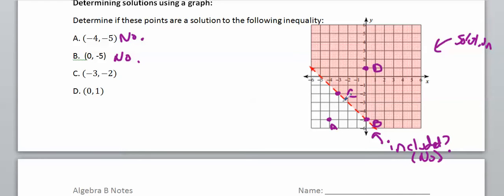And C, same reasoning, right? It's on the dotted line. Despite touching the shaded area, it's not actually a part of the solution. The answer to that is also no. And D, safely inside, way inside the shaded area. So (0, 1) is a possible solution to this inequality, D being the only answer.